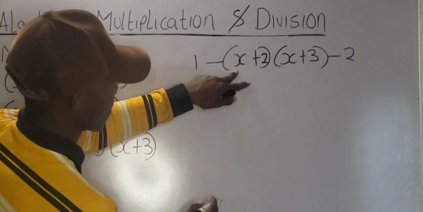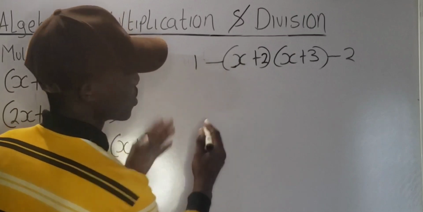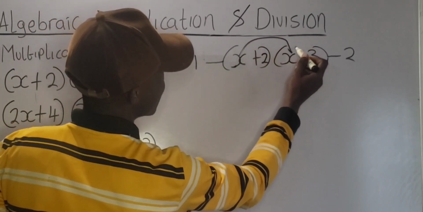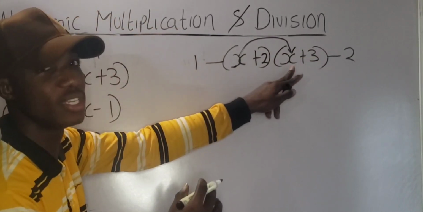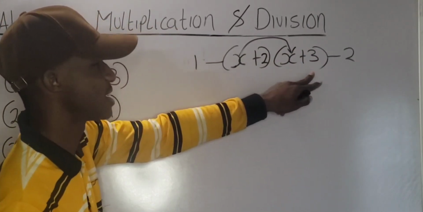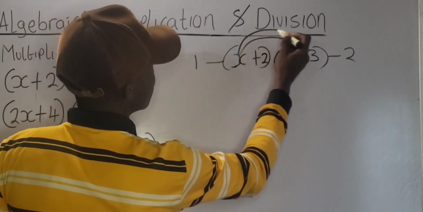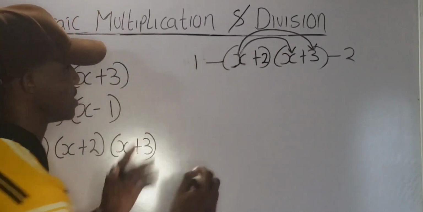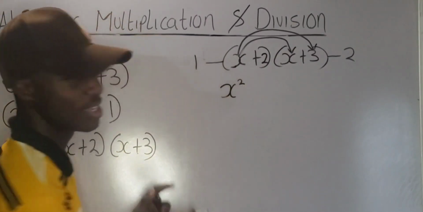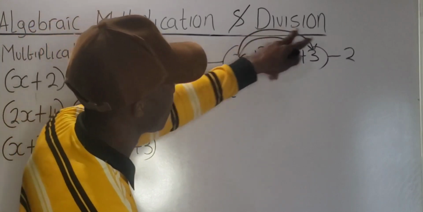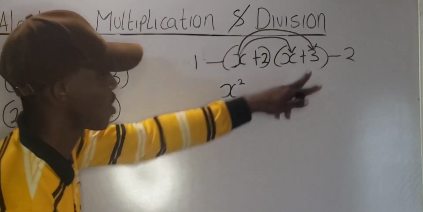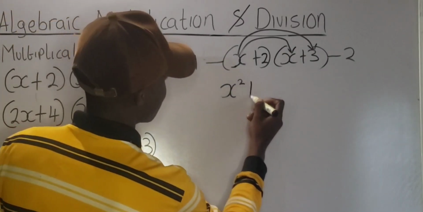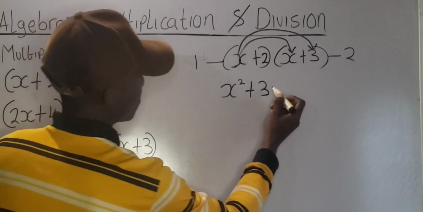Look at this. This is the first element. Let me just call it element x. So x will first multiply x, because this x is part of the elements in the second bracket. Are you getting it? Then after that, x will still multiply 3. Do you understand? So let's start. x times x, that is what? x squared. So I'm going to have x squared. Then x multiplied by 3, that is plus 3x, because the sign before 3 is a positive sign. So I'm going to have plus 3x.